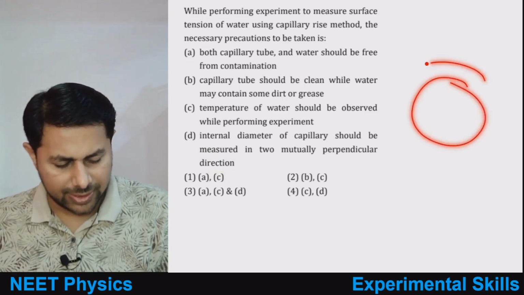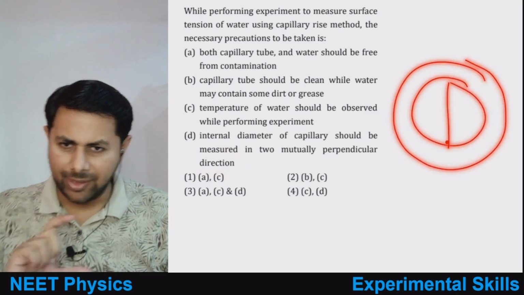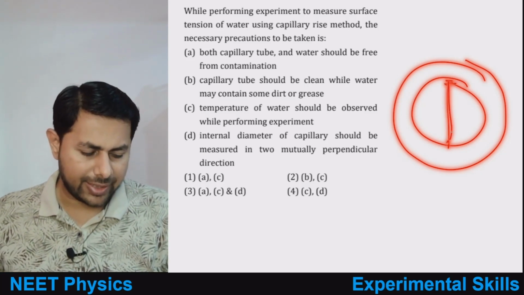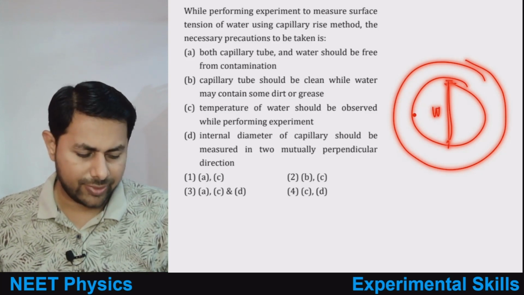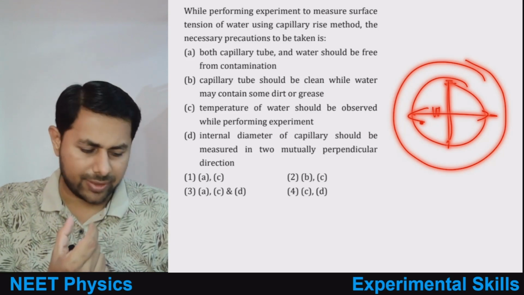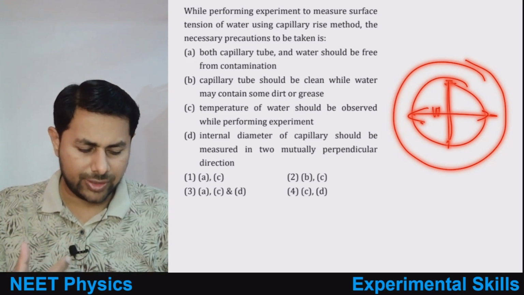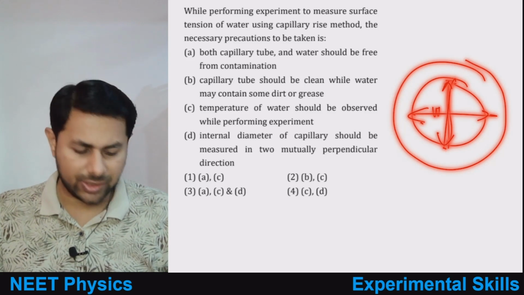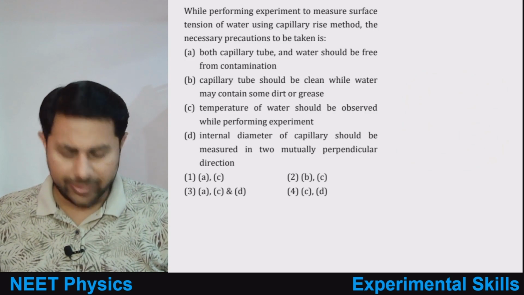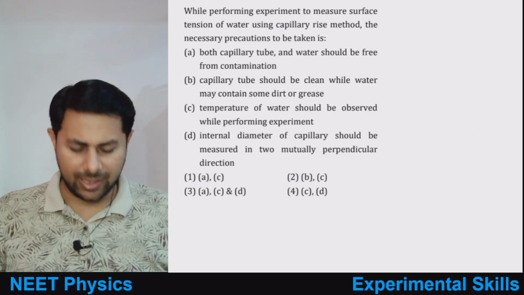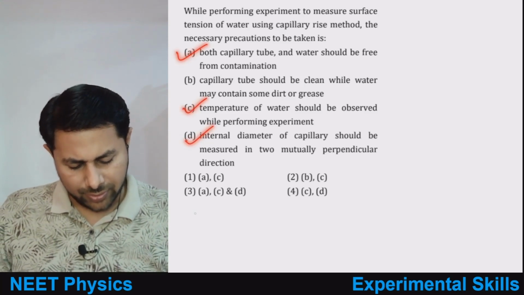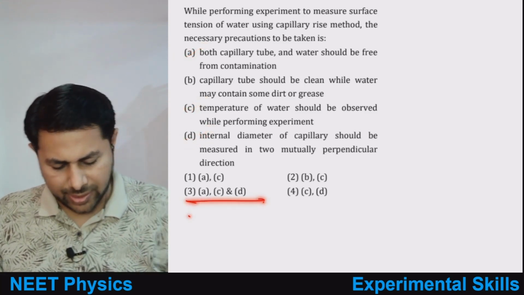See, you measure, let's say this is the capillary tube. The capillary tube may not be uniform. Maybe the diameter on this side is W, the diameter on this side is something else. It's a little bit extra or a little bit less, right? So what you do is you measure it in two perpendicular directions and then you take the mean of those two, and you say that that is the diameter. So this one is also true. So A is true, C is true, D is true. So it's option 3.